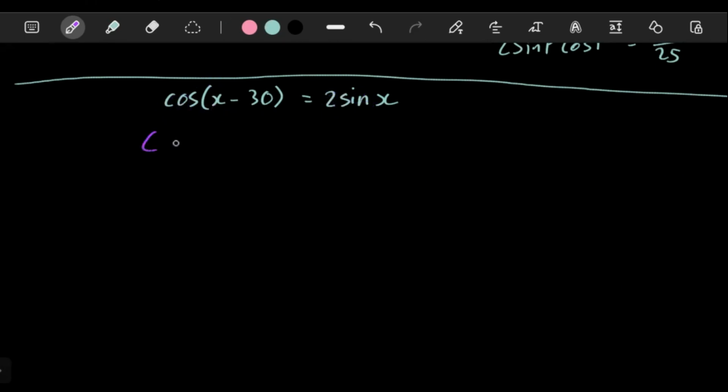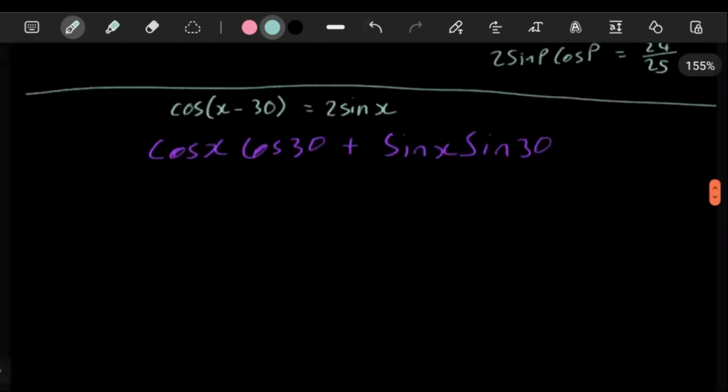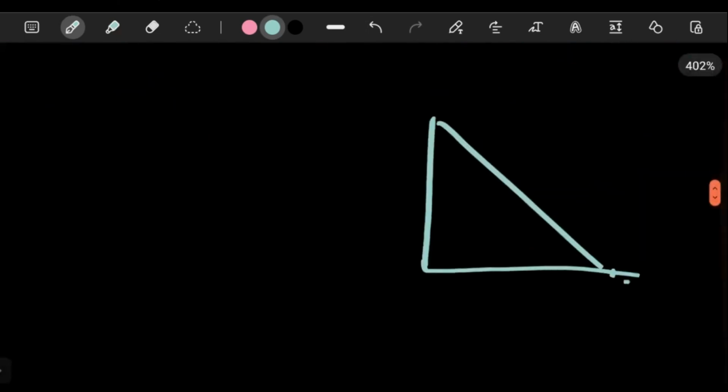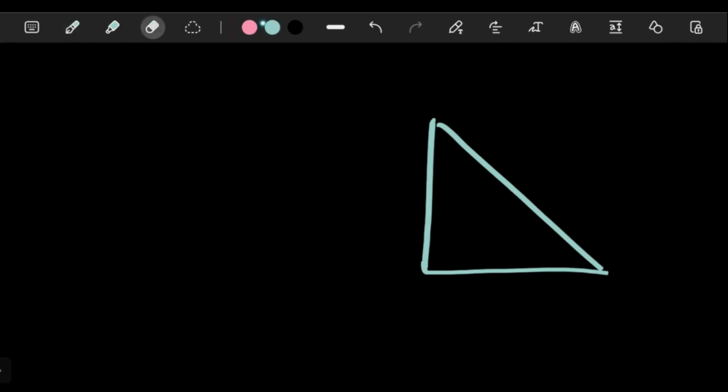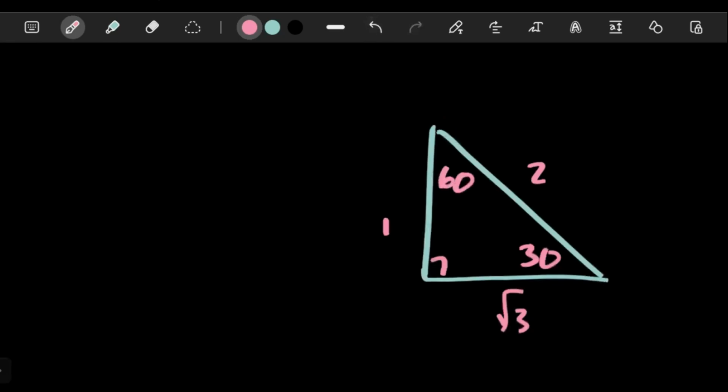Here, what I'm going to do is cos x cos 30, and if it's a minus here, you're going to put a plus here, sine x sine 30. Now, if you think of your right angle triangles for trigonometry, the one thing you can remember to help you remember the rest is that sine 30 is a half. So you put 1 here, 2 there, and the other one is going to be square root of 3. This is the 90-degree angle, this is the 60.